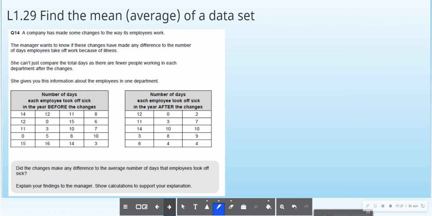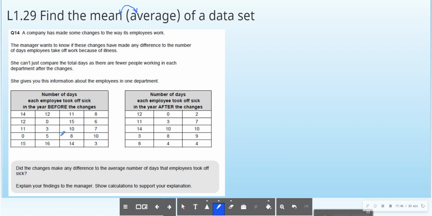Okay, finding the mean. So whenever you see the word mean, it sometimes means the average. So these two words are interchangeable, the mean and the average. So we've got all this information here. Whenever we're finding the mean, what we have to do is add all our numbers up and divide by how many there are. So we're going to add all these up.